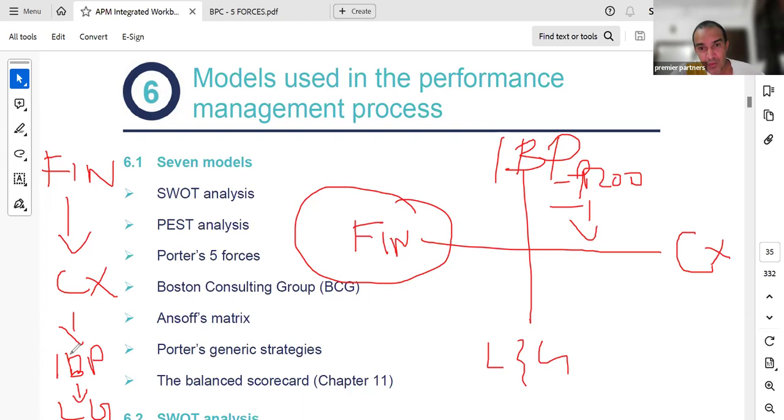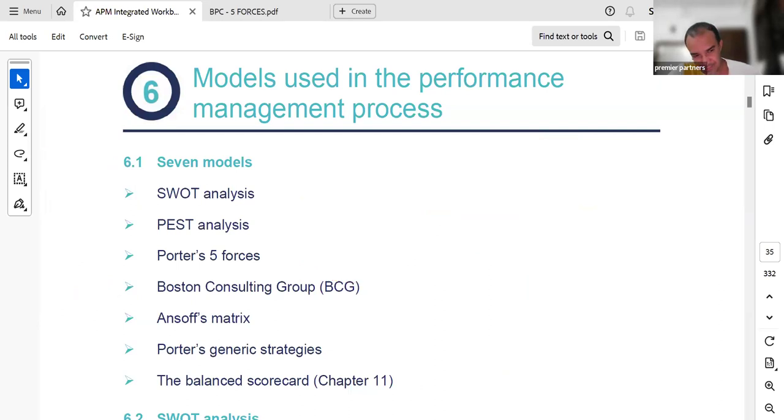Learning and growth will improve your business process. Business process will keep customers happy. Customers will give you the financials, which will eventually keep the shareholders happy. This is what you call strategy mapping, the balanced scorecard. So for each of these models, guys, you need to have conceptual clarity, proper clarity on the models: what it is, when do we use it, what are the advantages and disadvantages.